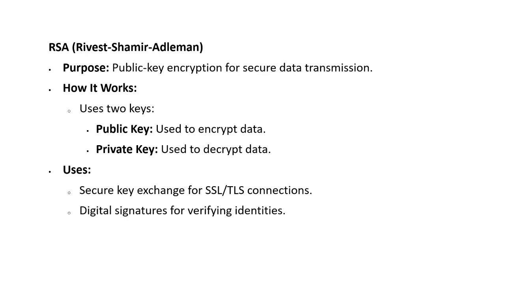4. RSA, Rivest-Shamir-Adleman. Purpose: public key encryption for secure data transmission. How it works: uses 2 keys. Public key used to encrypt data. Private key used to decrypt data. Uses: secure key exchange for SSL/TLS connections. Digital signatures for verifying identities.